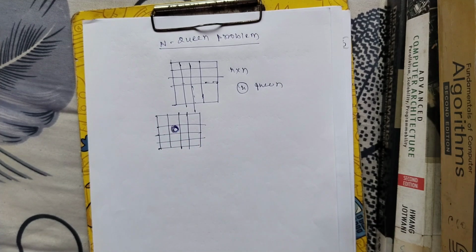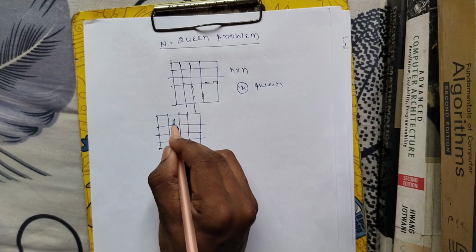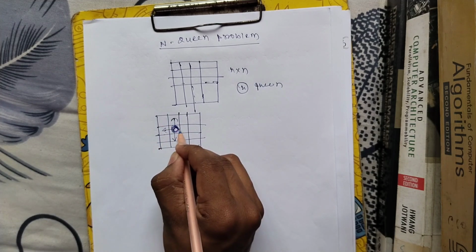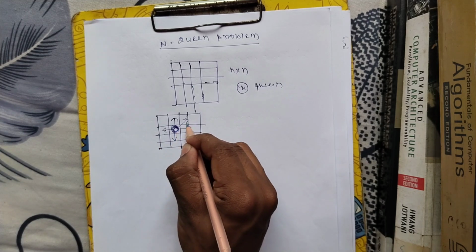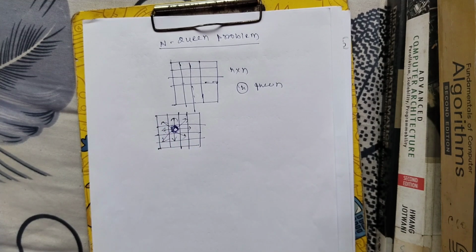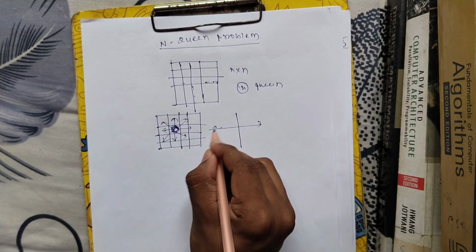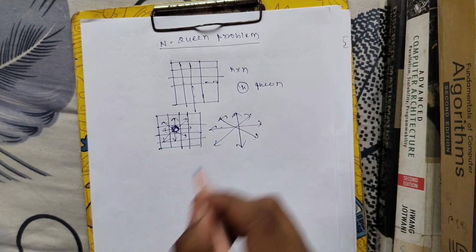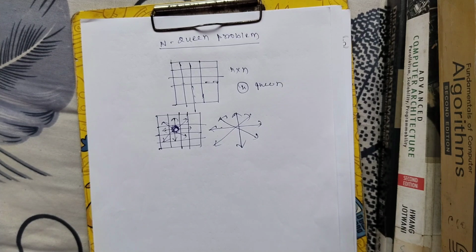Suppose there is a queen; it attacks there, and there, and there, and there, and it also attacks there and there. So we see that there is an 8-directional attack. Okay, so how do we solve this problem and place the n queens on the chessboard such that no queen attacks any other queen?